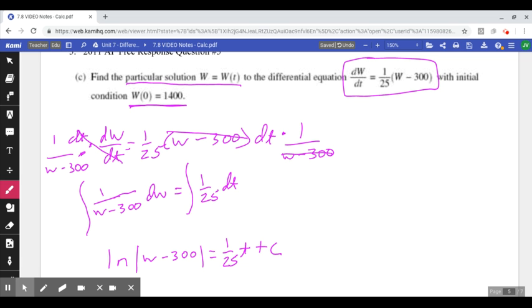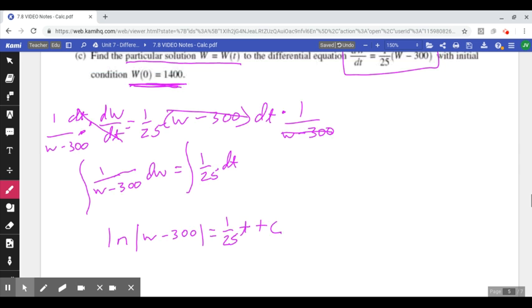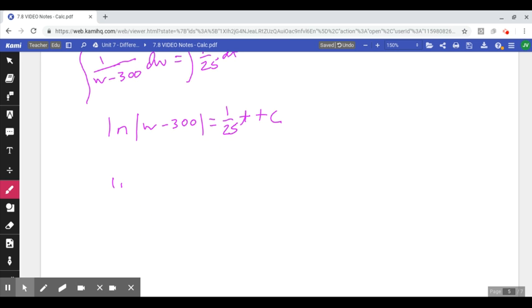Looking above, we can use our initial condition now, where t is 0 and w of t is 1400. So I'll substitute 1400 in for my value of w, and then I'll have 1 over 25 times my t value, which is 0, plus c. So 0 times anything is 0. That term will be gone. And I'll be left with c being the natural log of 1100. You don't need the absolute value bars anymore because 1400 minus 300 is 1100, and that's positive already. So the absolute value of 1100 is 1100.